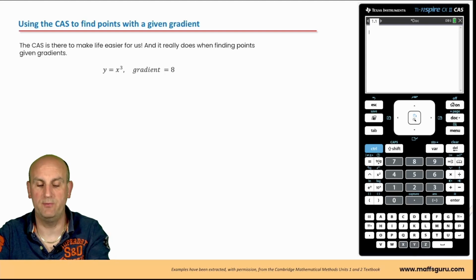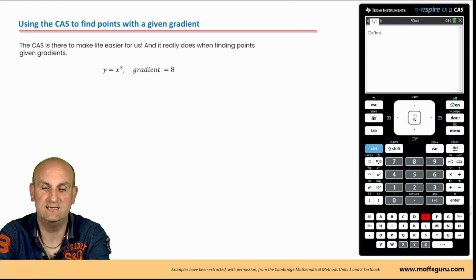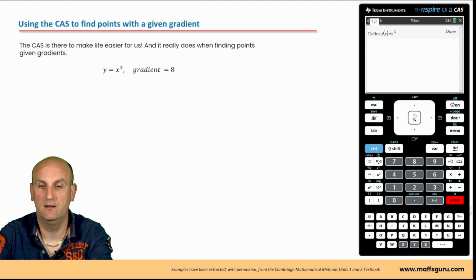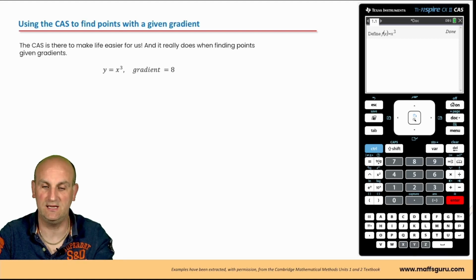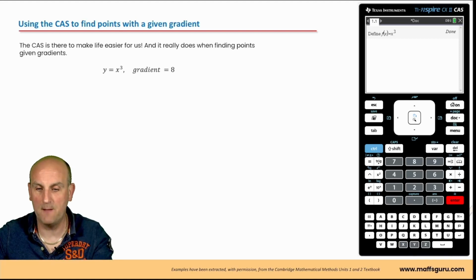And where I see y, I put f of x. So I can say define f of x equals x cubed. All right, so there's my definition of f of x. But there is another way of doing it if you don't want to keep doing that. And that is actually above the little book symbol here. And I'll show you in a moment.